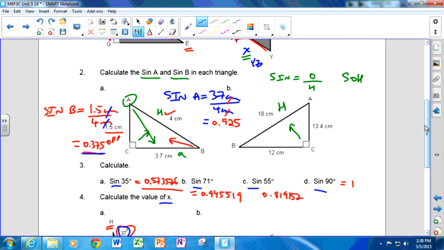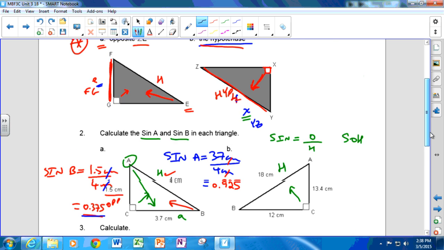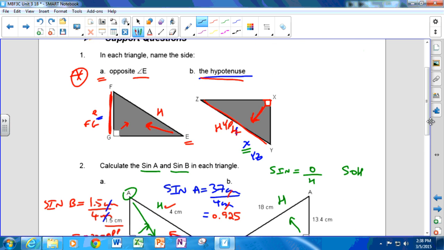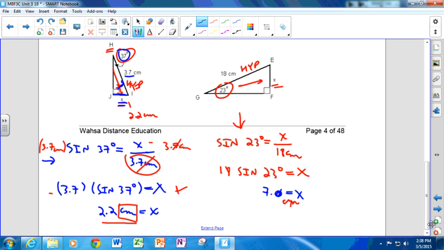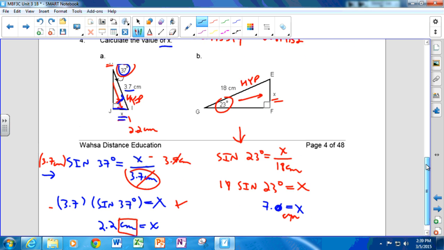All right, let's see. So we have the sine ratio, and we work through all of those. And the sine ratio works when you need an angle and you have a hypotenuse and the opposite side, or if you have an angle and a hypotenuse and you need the opposite side, or you need the hypotenuse, right? So that's where the sine ratio works.